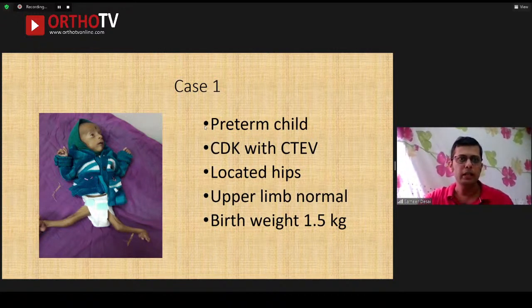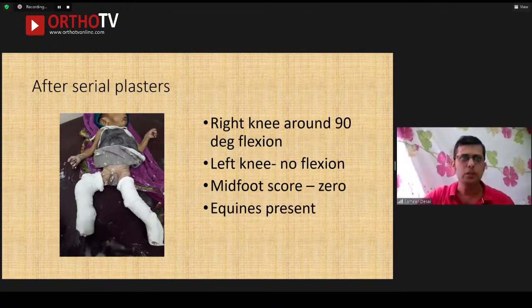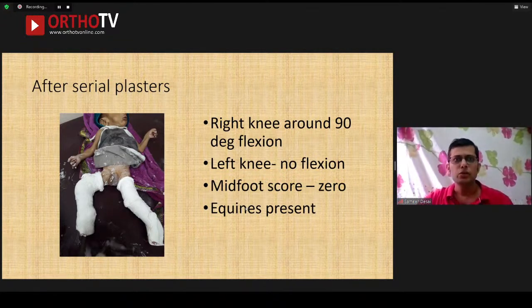I usually wait till the child is approximately 2 kgs or some fat has appeared, so that the complications during plaster treatment are less. We should wait till the birth weight of the child is minimum 2 kg. So this child was counseled for Ponseti method, and we were trying to correct both the things simultaneously.